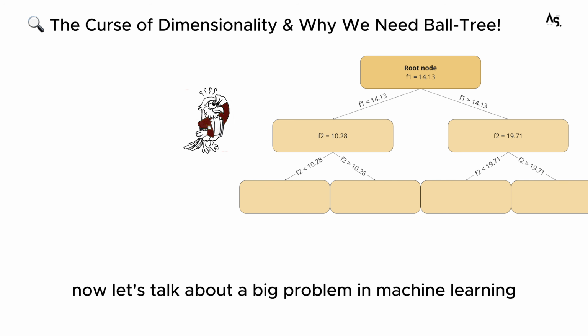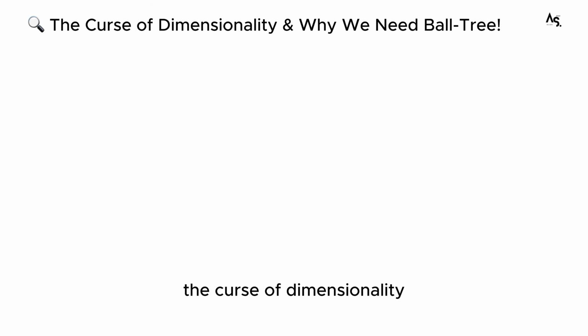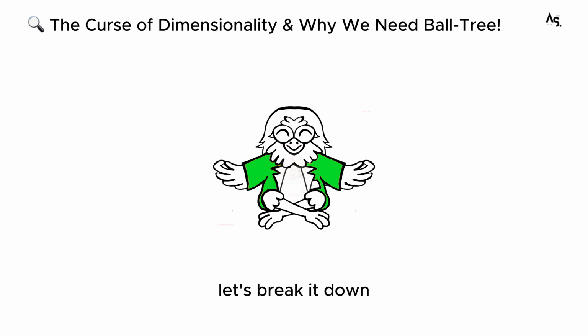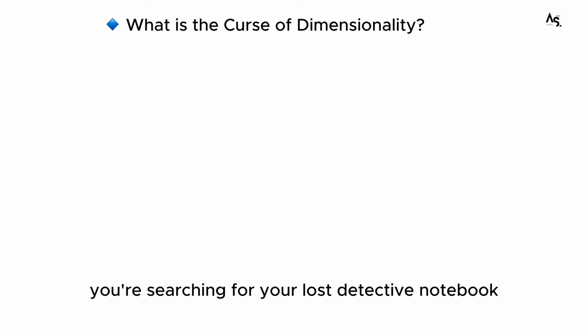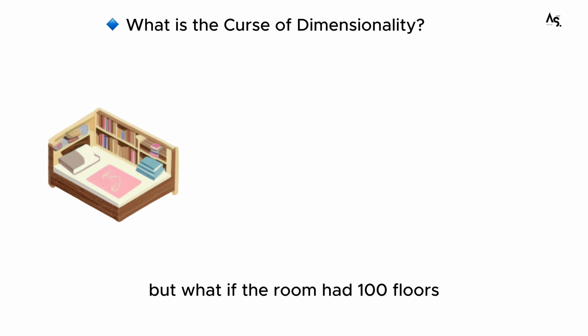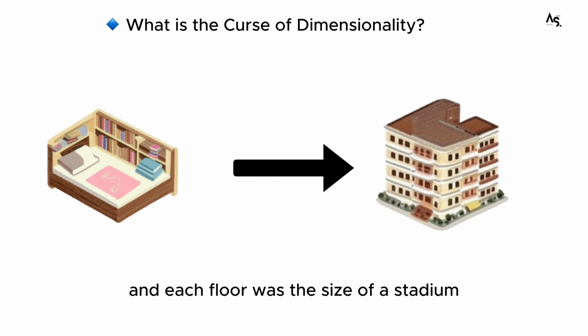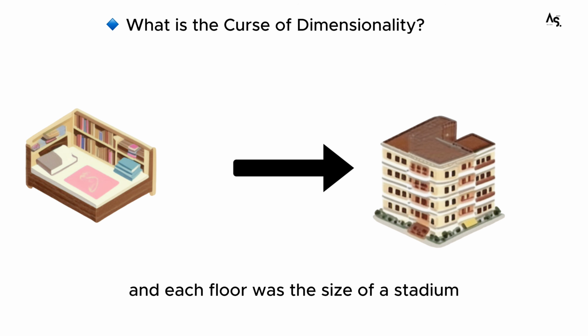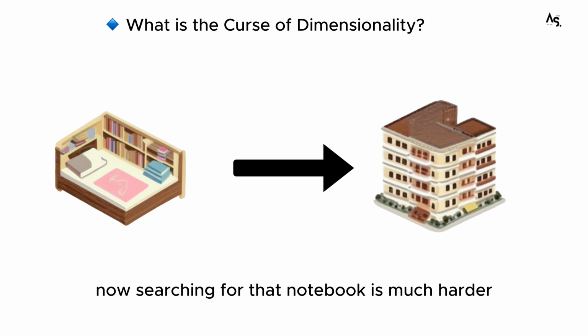Now, let's talk about a big problem in machine learning, the curse of dimensionality. It's one of those sneaky villains that makes our nearest neighbor search slow and inefficient. But don't worry, we have a new hero. Ball tree. Let's break it down. Imagine you're searching for your lost detective notebook in a small room. Pretty easy, right? But what if the room had 100 floors and each floor was the size of a stadium? Now, searching for that notebook is much harder.